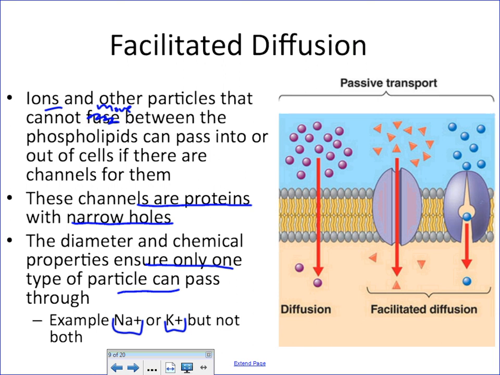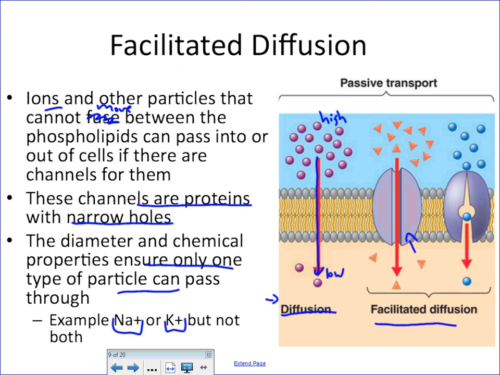The following diagram goes through the difference between diffusion and facilitated diffusion. In simple diffusion, you simply have particles or substances traveling through the membrane and going from an area of high concentration to an area of low concentration. In facilitated diffusion, these are substances that are going to be too large to directly pass through the membrane.